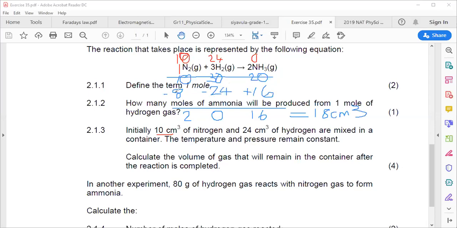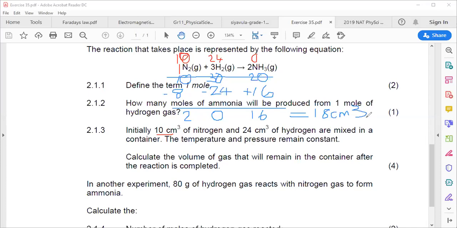So it's going to be 10 minus 8, 2. 24 minus 24, nothing. 0 plus 16, 16. 2 plus 16, 18. 16 is the muffin that I formed, yes. So your answer is 18 cubic centimeters. So here you are being tested on proportion.